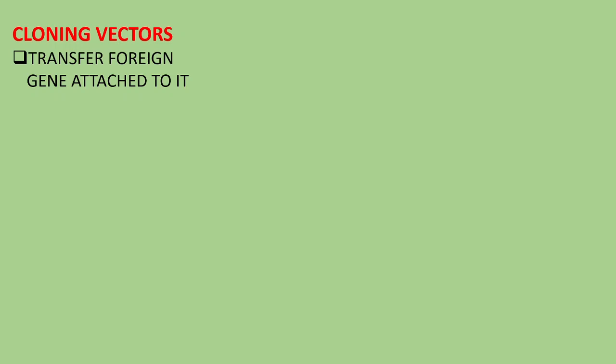Now, after isolating the foreign DNA with the help of enzymes, as we have already learned in the previous lectures, and also separating it out by gel electrophoresis, that foreign gene will be transferred to a new organism. That transferring will be done through some agent, and that agent is known as a vector. Now, the vectors can be of different types.